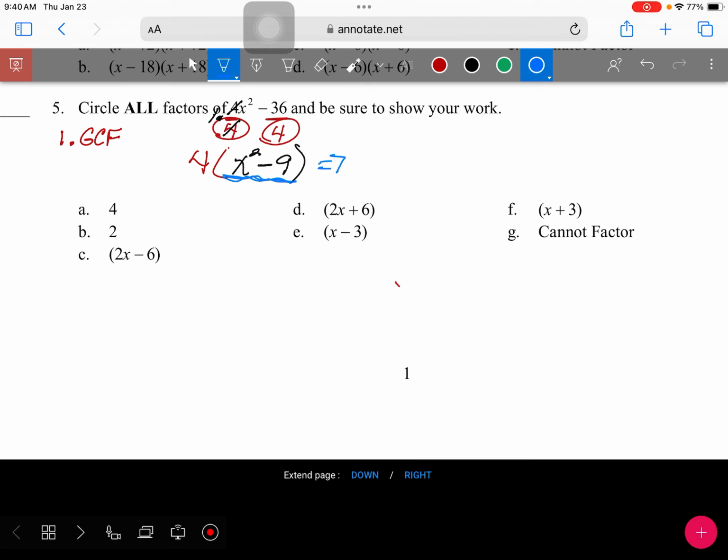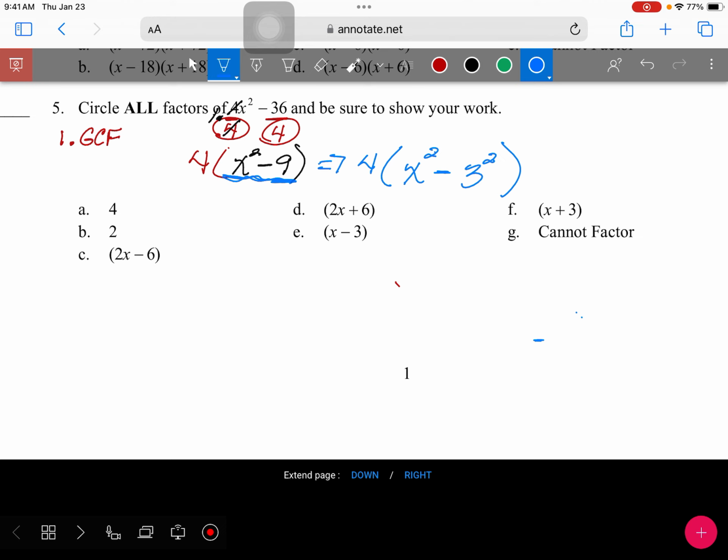I want you to try to rewrite this when you see this. Obviously, I know this is a square because it's x squared. Minus, come on, what number times itself gives you 9? 3. So we're going to rewrite that 9 as 3 squared. So yes, this is a square, and 3 squared is a square because it's to the second power.